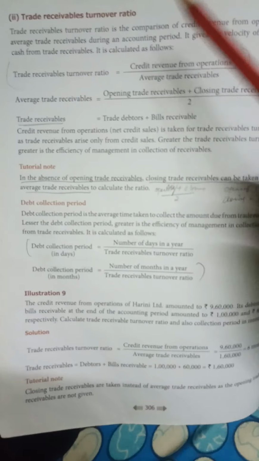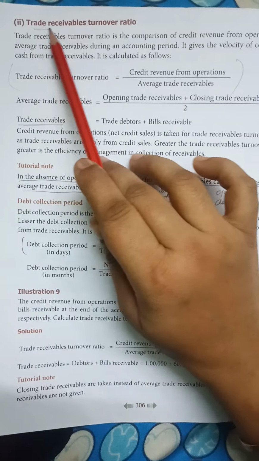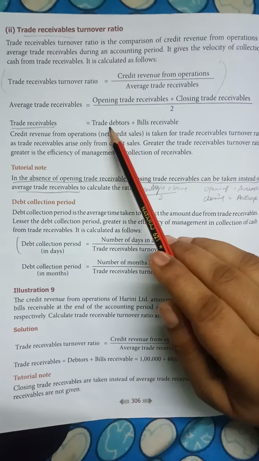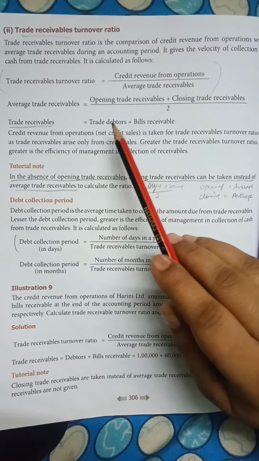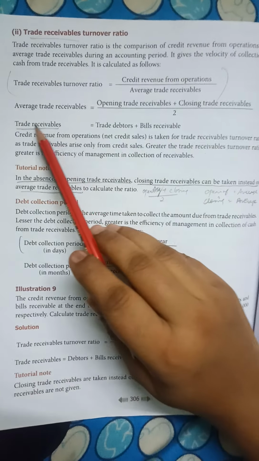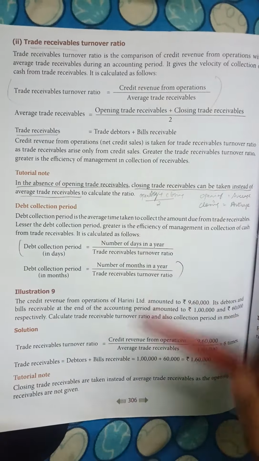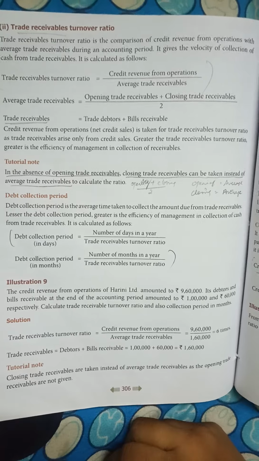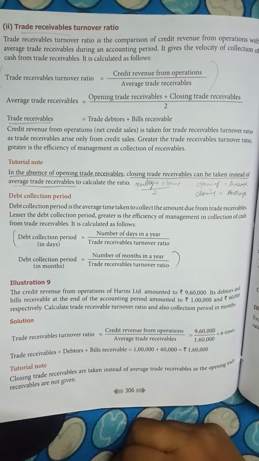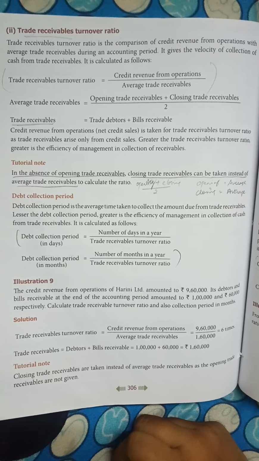The next one is trade receivables turnover ratio. Trade receivables, which is inclusive of trade debtors and bills receivable, together we call as trade receivables. Now, trade receivable turnover ratio is nothing but the comparison between your credit sale and average trade receivable.